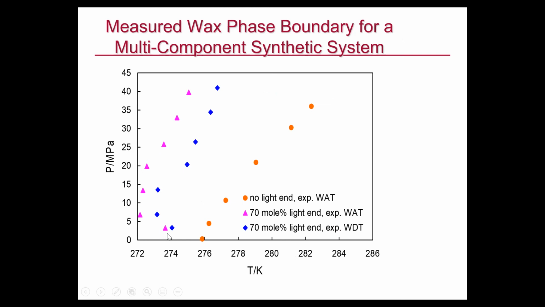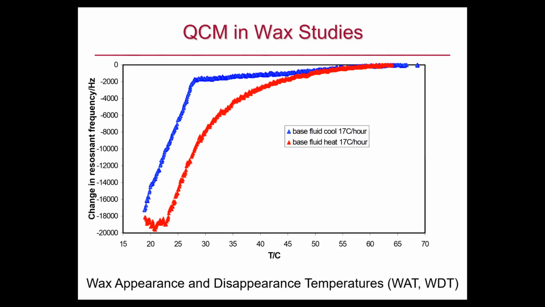And this is some of the results. You can see that this is dead oil. You see that as the pressure increases, wax appearance temperature moves to the right. And this is wax appearance temperature for a live oil, and this is wax disappearance temperature. As I said, this is a real test result. As you increase pressure, you increase the amount of light components in the oil. Wax phase boundary shifts to the left, and then above bubble point, wax phase boundary shifts to the right.